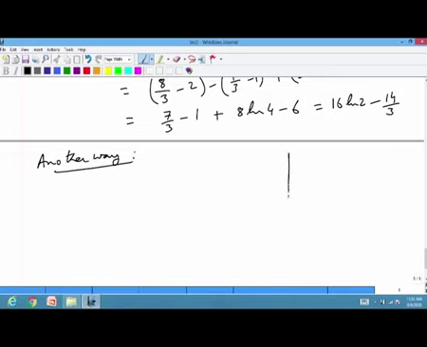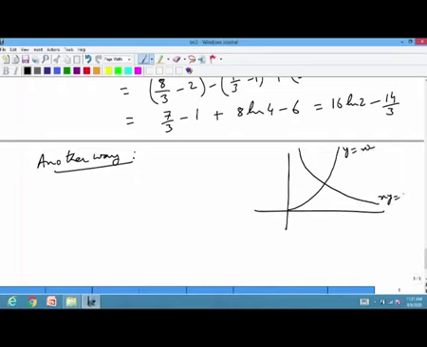Let me draw this region again. We have y equal to x square, xy equal to 8, and y equal to 1. This point is (2, 4), this is (1, 1), and this is (8, 1).